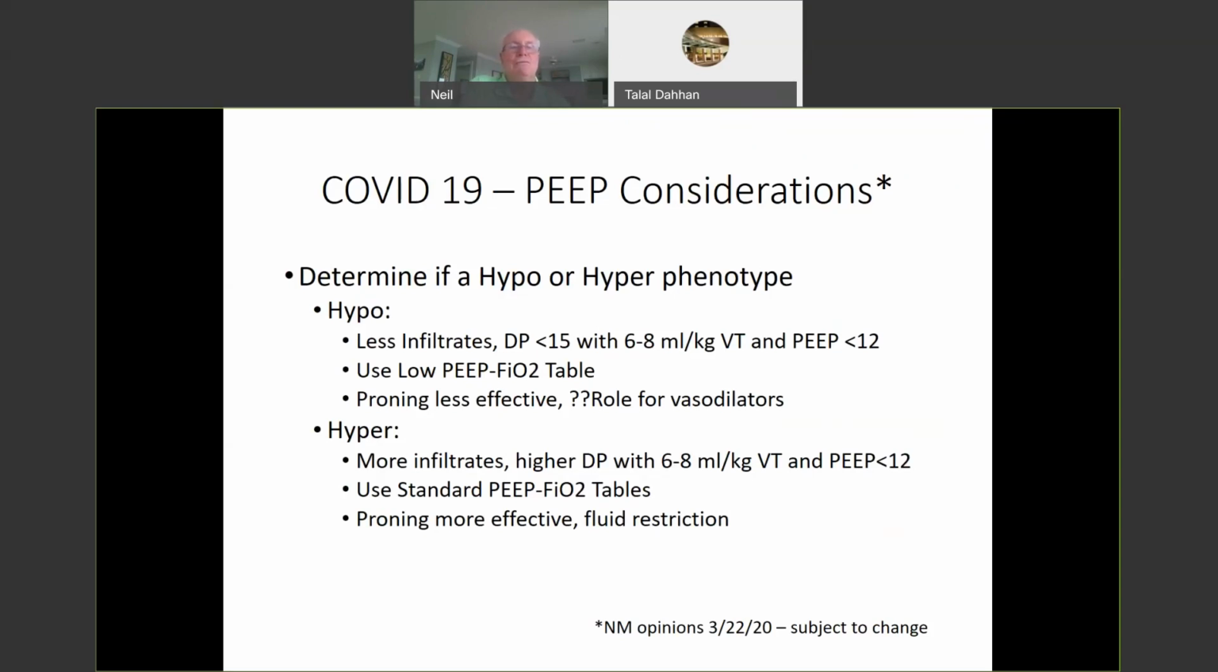In contrast, if you have the hyperinflammatory state, more infiltrates, a stiffer lung with a higher driving pressure under modest settings, then I would use the more traditional PEEP FiO2 tables. And if your P to F ratio is low enough, actually use the high PEEP tables. In this patient population, proning does look like it has more effect, and fluid restriction is probably a more important consideration here. Again, these are my considerations today.